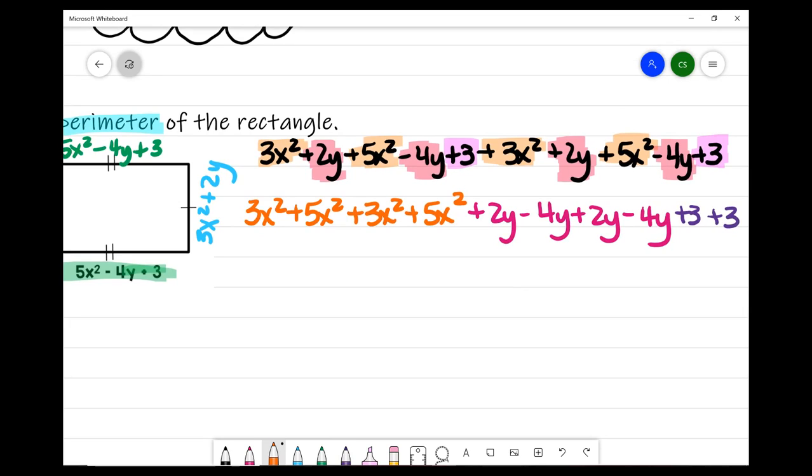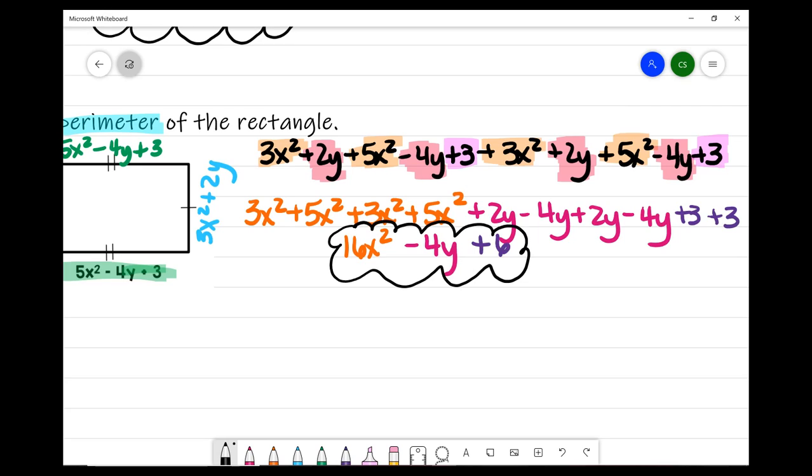3 plus 5 is 8, plus 3 is 11, plus 5 more is 16. 2 minus 4 plus 2 minus 4. So basically that's negative 8 plus 4, which would give me a negative 4. And 3 plus 3 gives me 6. So the perimeter of this rectangle is 16x squared minus 4y plus 6.